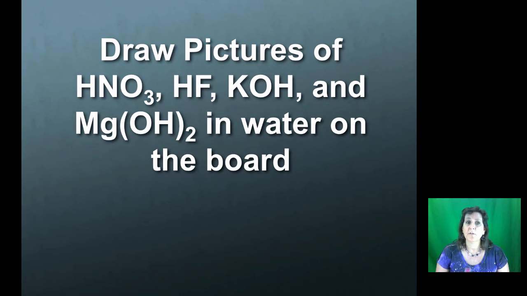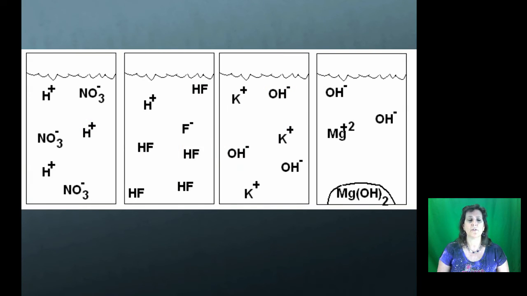Okay, I hope you hit pause and practice these beakers. Let's look at the answers. There we go, look at the HNO3. What do we notice about it? If you drew it correctly, it's all ions. That's because HNO3 is a strong acid. It's a strong acid. So it's all ions.